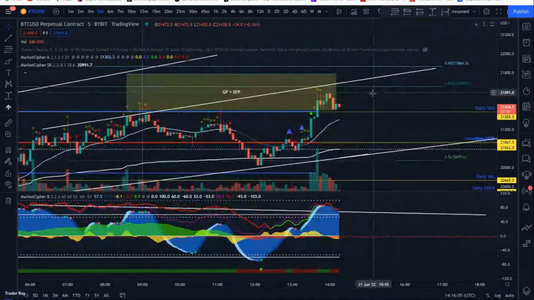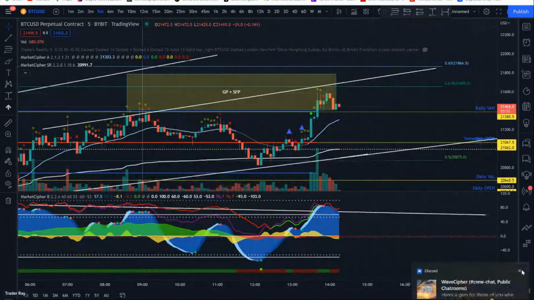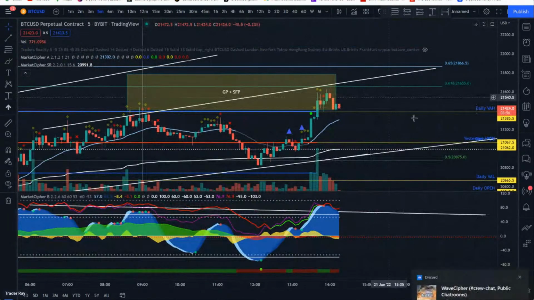Looks like right now, daily value high is holding as support.